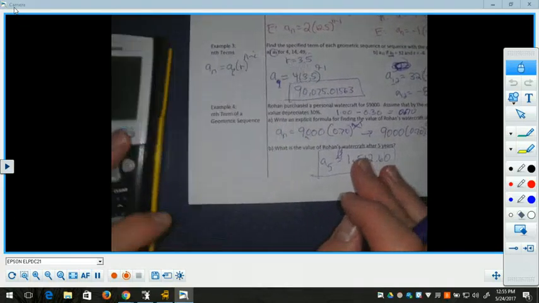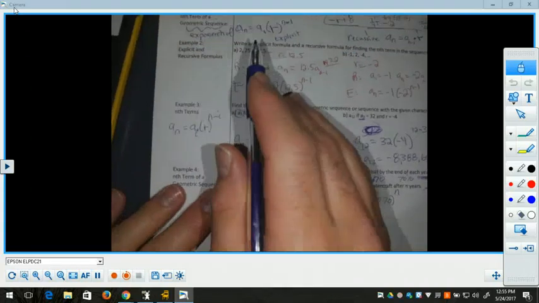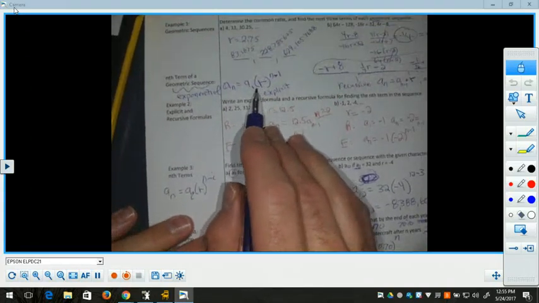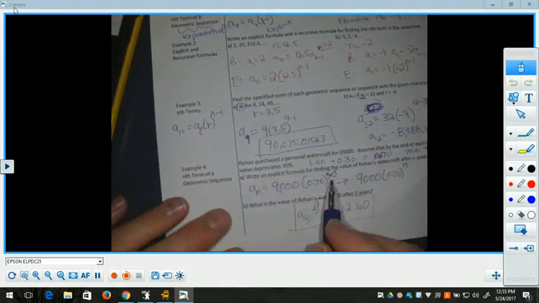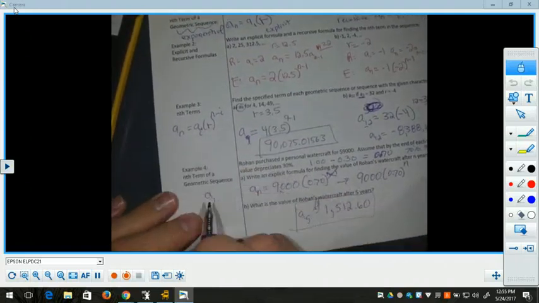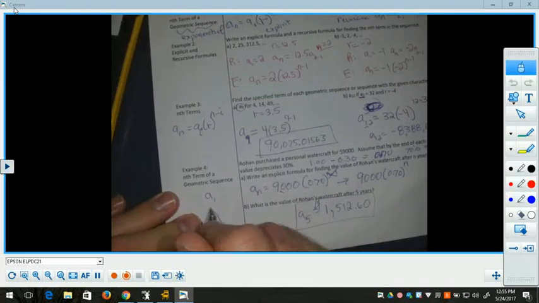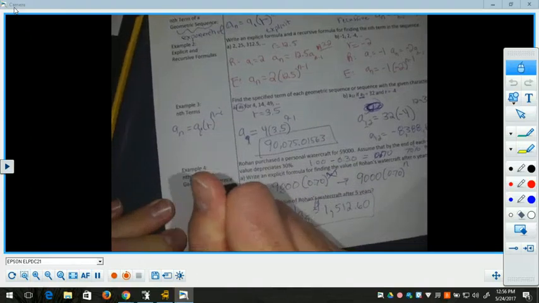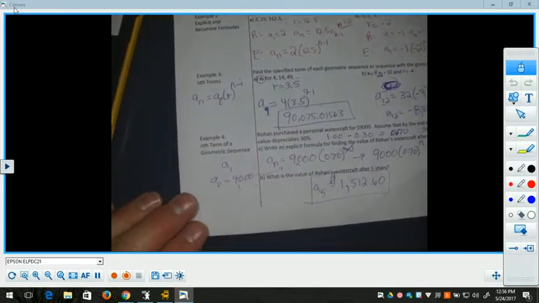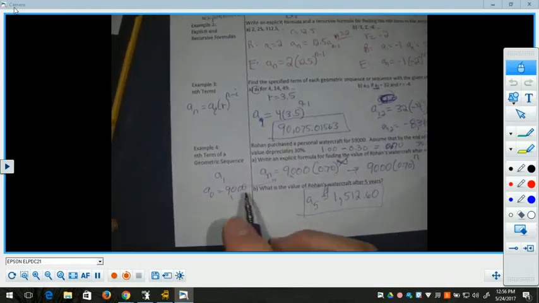So do be careful when you're doing your application problems. This is the explicit rule for our series and sequence, but in terms of time, and the reason this was off was A sub 1 for us at 9,000 is actually A sub 0. Okay, some of you could have looked at it that way. Now, A sub 0 is 9,000.